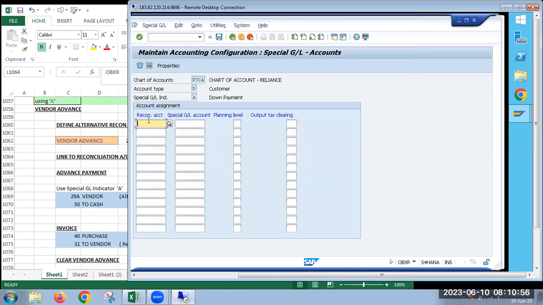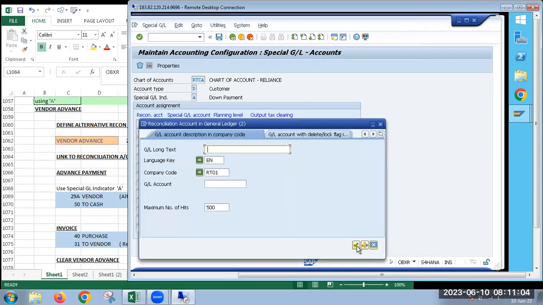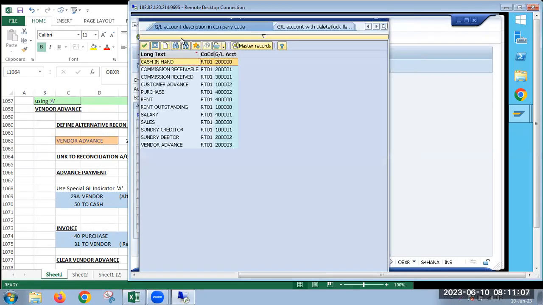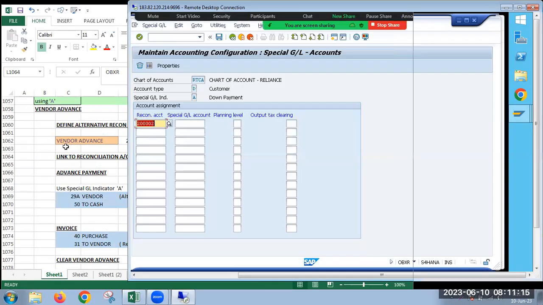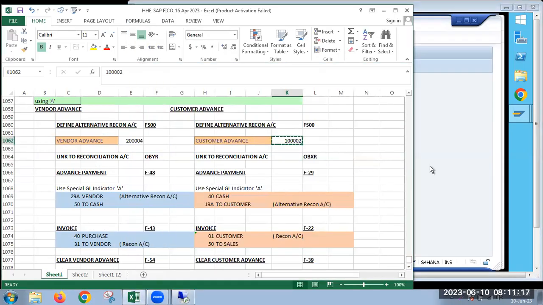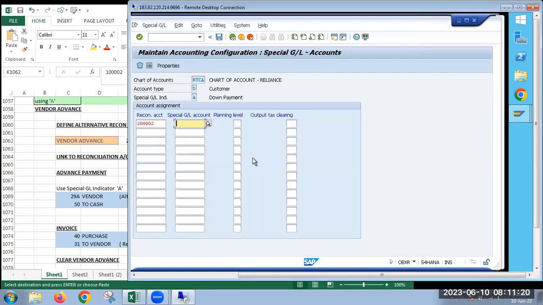Here we will specify the reconciliation account and the special GL account. The reconciliation account will be the regular reconciliation account, and the special GL means our alternative reconciliation account. Our regular reconciliation account is sundry debtor, 2002, and the special GL account is 1002. Yeah, we can save it.